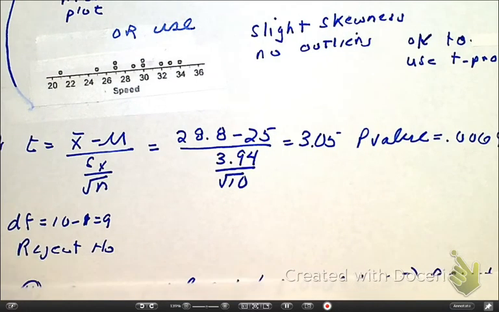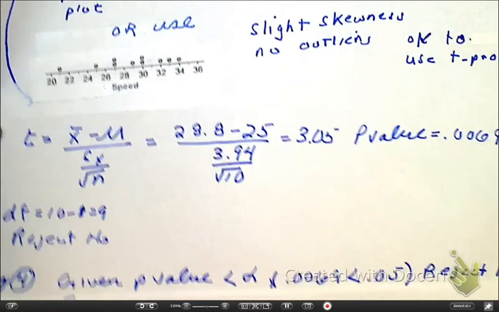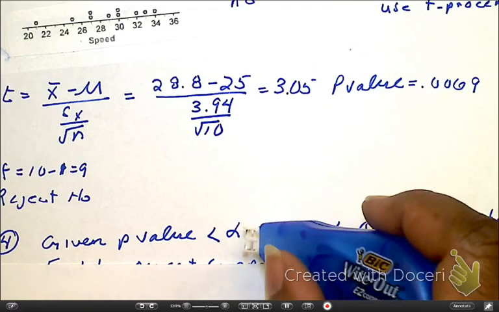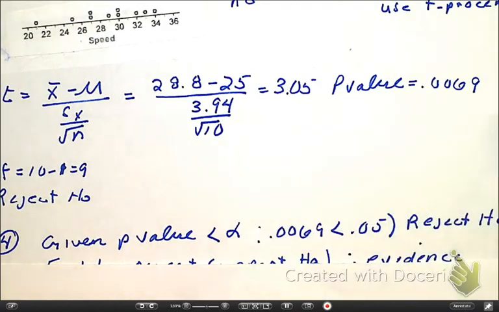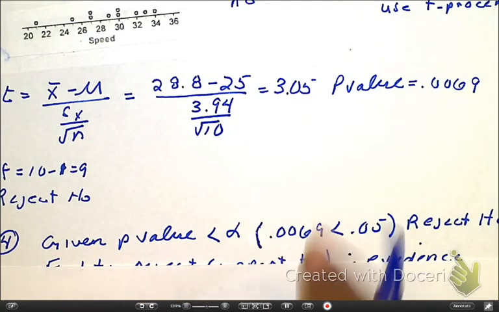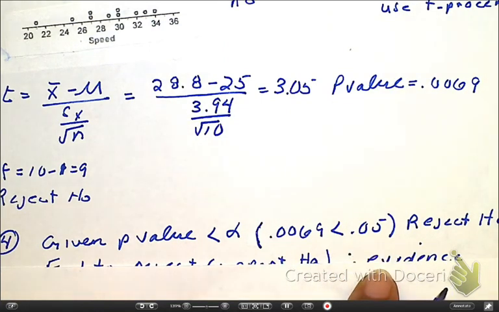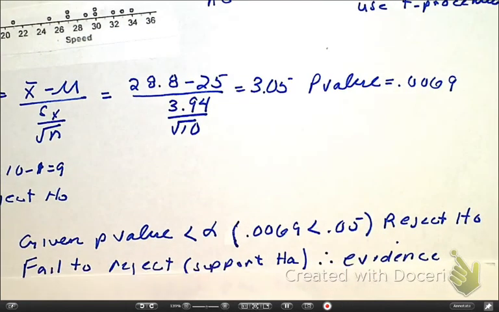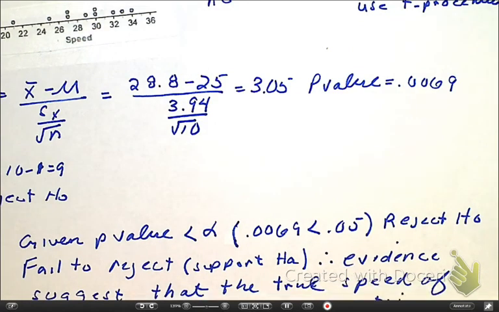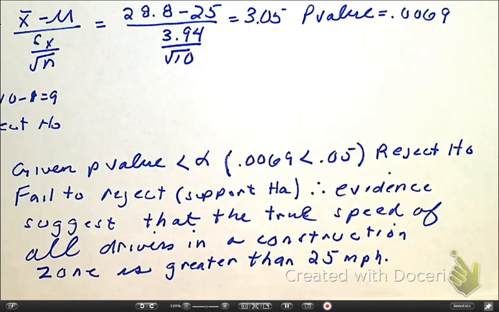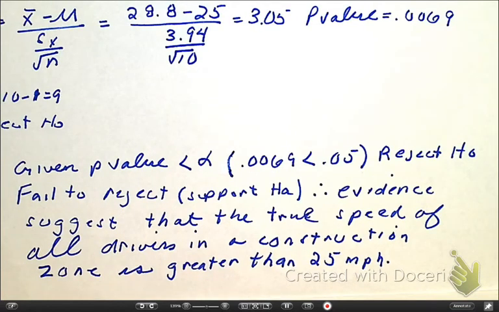So that means I'm going to reject the H0. Given a p-value that is less than my alpha level, and here are the values, 0.0069, which is less than 0.05, I'm going to reject the H0, which means I'm going to fail to reject the HA. Therefore, there is convincing evidence to suggest that the true speed of all drivers in construction zones is greater than 25 miles per hour.